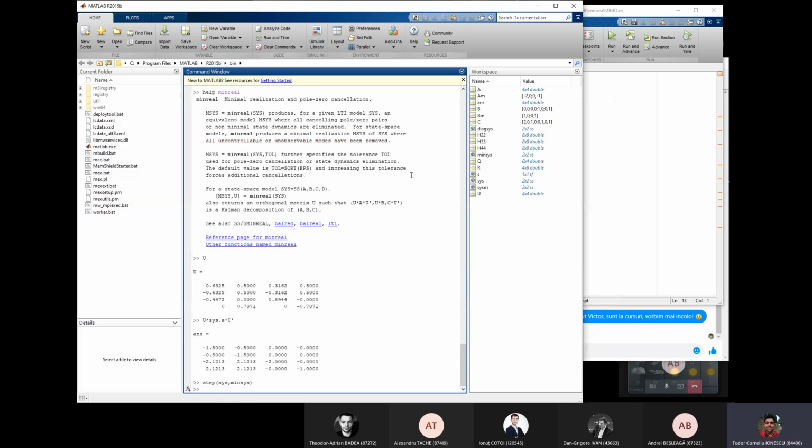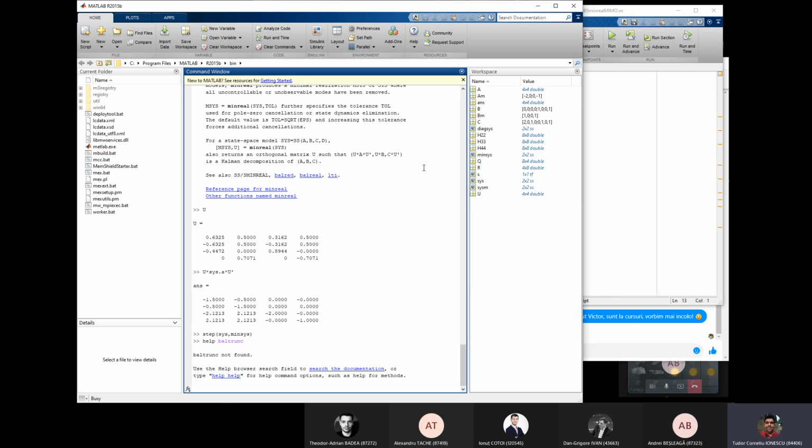Let's see the difference. I'm going to introduce a MATLAB command called baltrunc. It comes from the method we are going to talk about soon, called balanced truncation. It's a method to approximate a dynamical system. Okay? Help baltrunc.